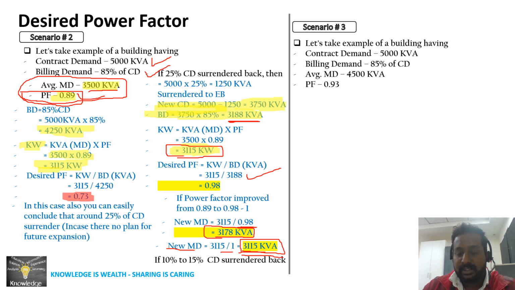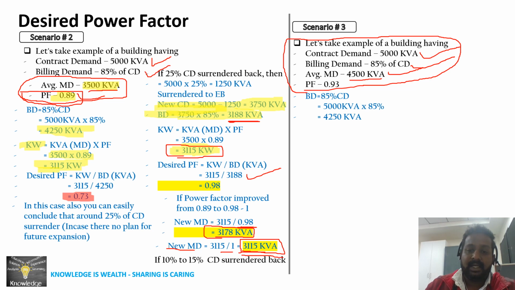In this also, same, 5000 kVA is our contract demand and billing demand is 85%, but here the average maximum demand is 4500 kVA, and the building is operating at 0.93 power factor. So our billing demand will be 85% of CD, that is 4250 kVA. So already our maximum demand crosses the billing demand.